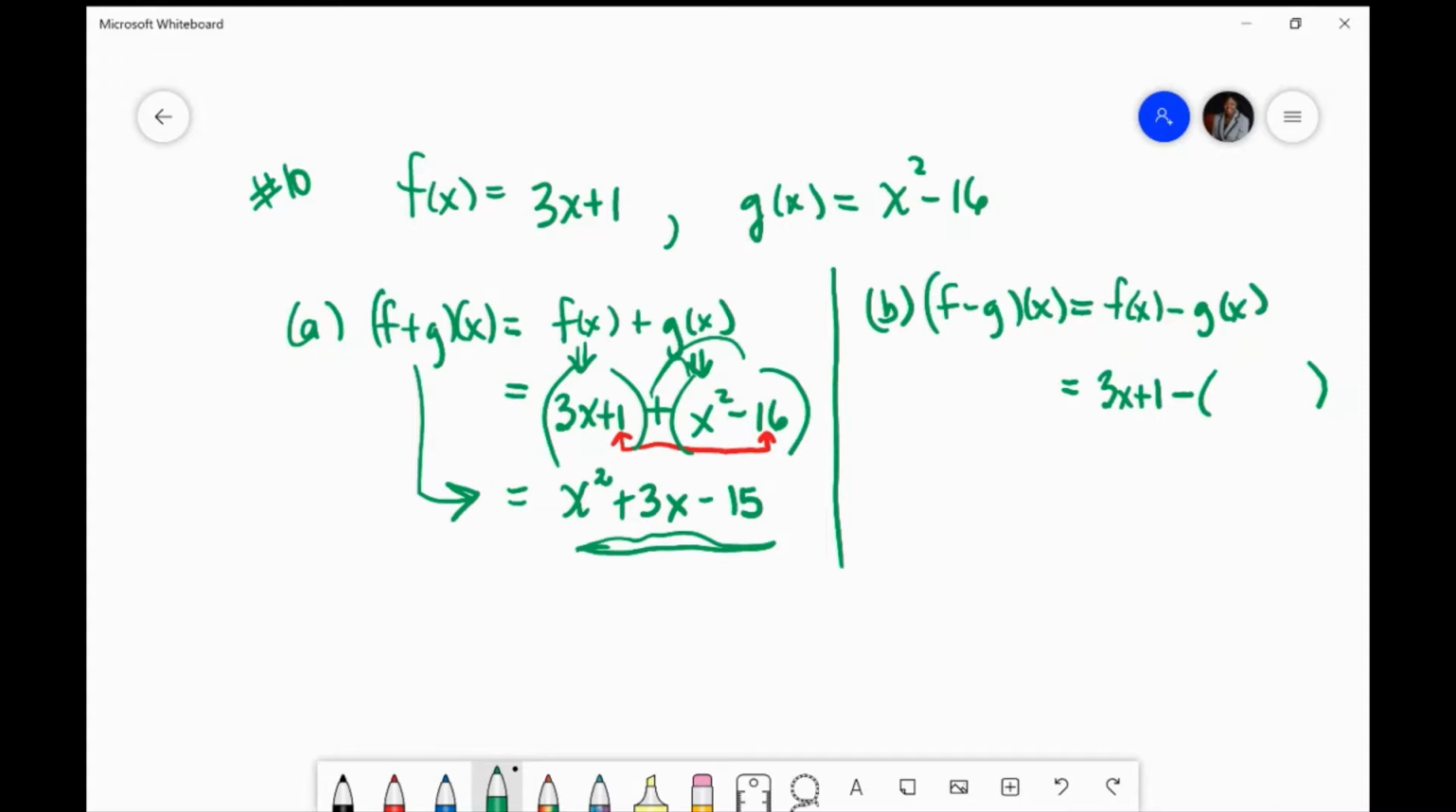You must put parentheses here for g of x because we are subtracting all of g of x. We're not just subtracting x squared. We are subtracting x squared minus 16. So you need to indicate that by putting the parentheses. Then we distribute. What do we get when we distribute? Minus x squared plus 16. Good. And then let's write it in descending order and finish it out. Negative x squared plus 3x plus 17. All right. Sounds great. Any questions about B?